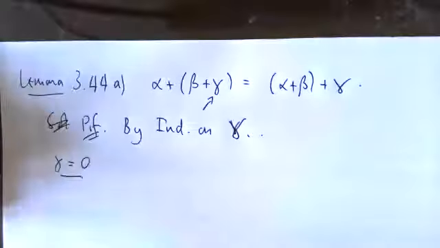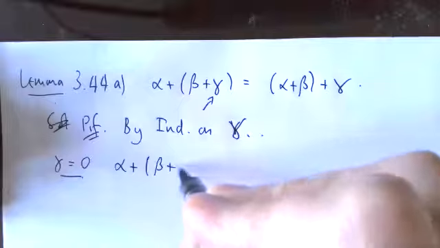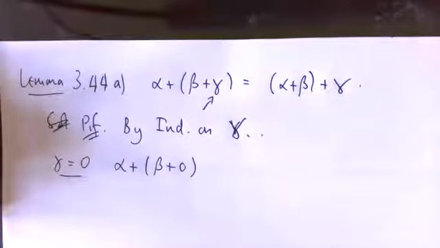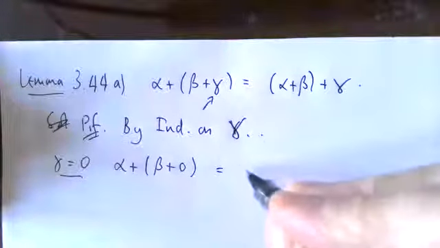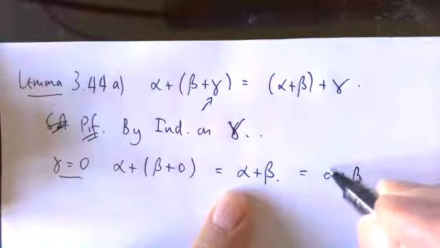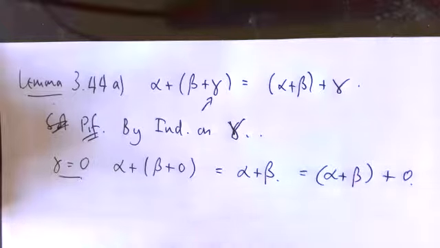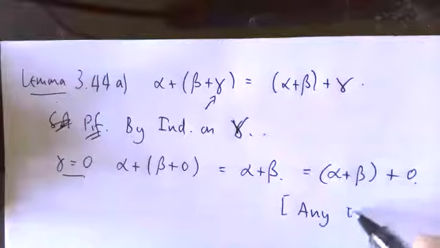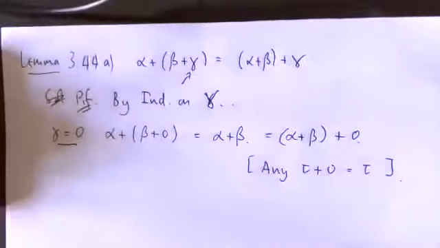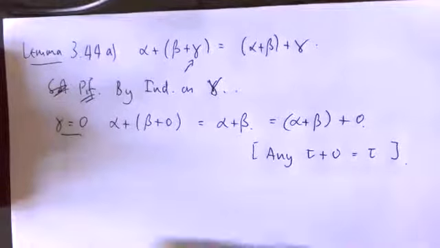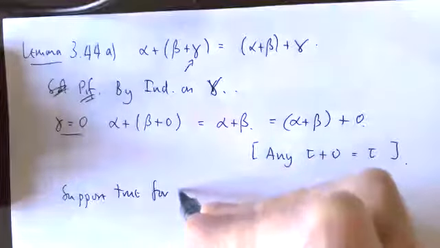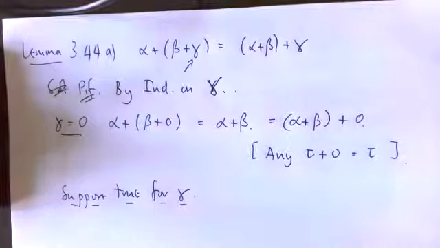So when gamma equals 0, I have alpha plus beta plus 0 here. So it's kind of trivial, really. Beta plus 0 is, by definition, just beta. And anything plus 0 is itself. So not a lot to say there. Now we suppose it true for gamma, and we'll prove it for gamma plus 1.